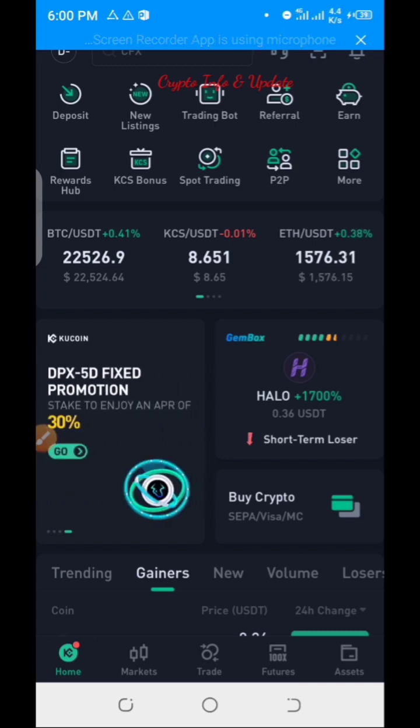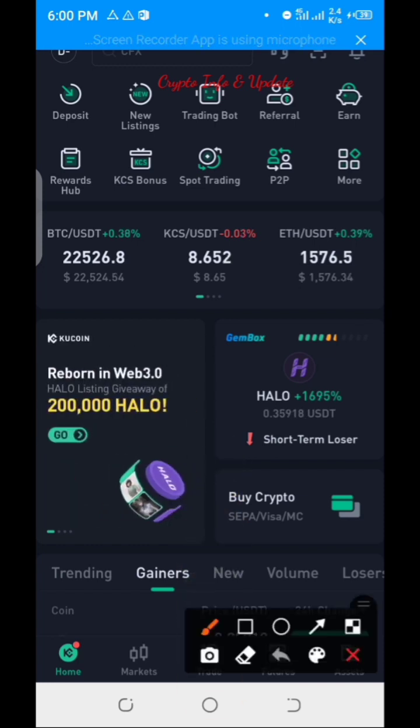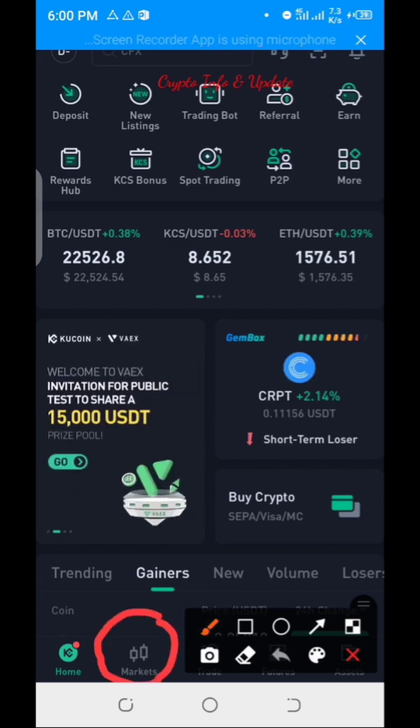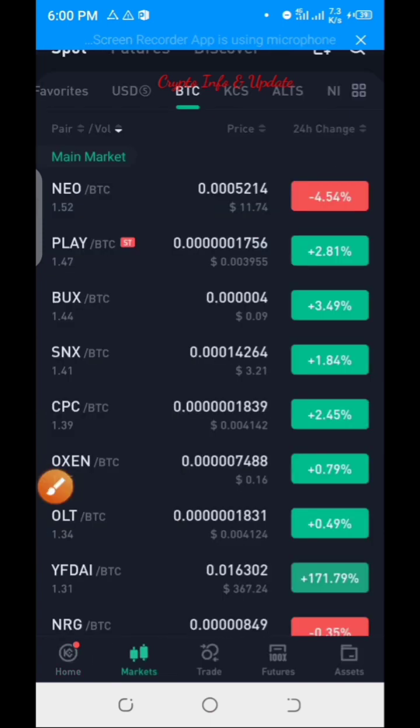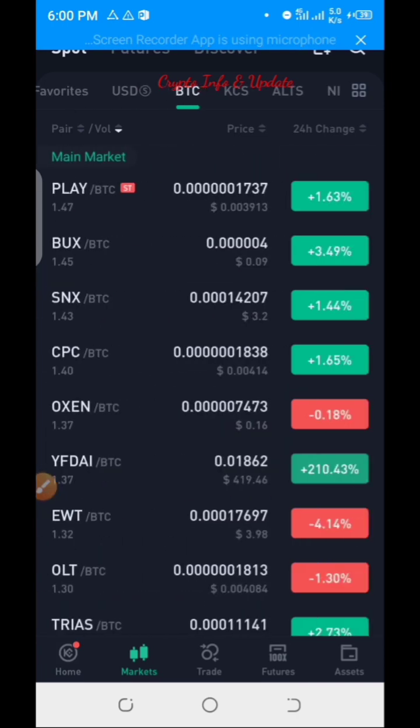So this is KuCoin Exchange. Let me show you something. You just click on market, then you go to Bitcoin. From here you can implement Bitcoin arbitrage.